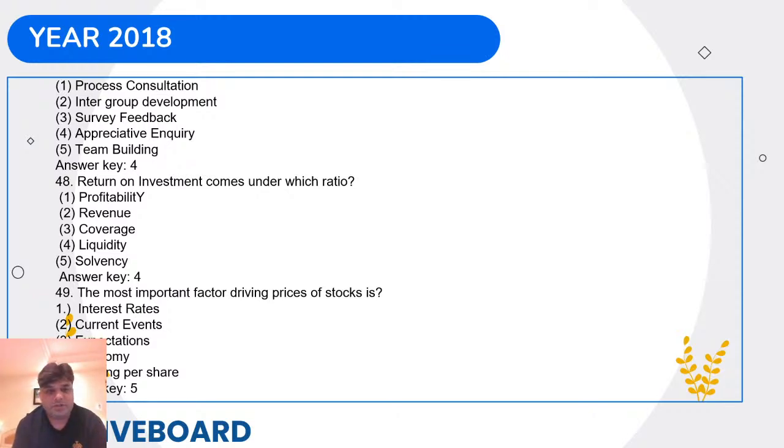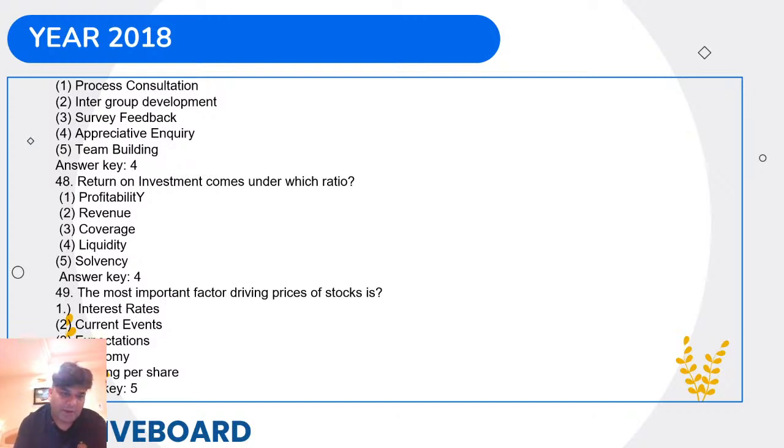So ROI applies only when the return is positive. Negative return on investment is something that you don't consider under liquidity. So ROI comes under the liquidity ratio, the money that can be freely used after investment. Question number 49 may not be visible. The options may not be visible, but I'll make all the effort to ensure that I repeat the options.